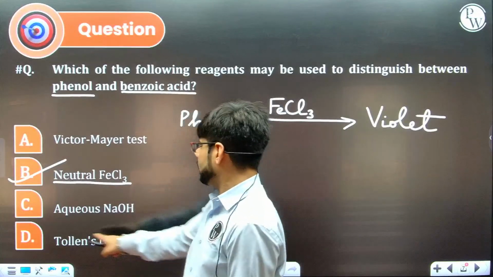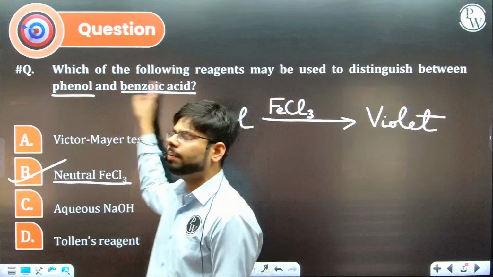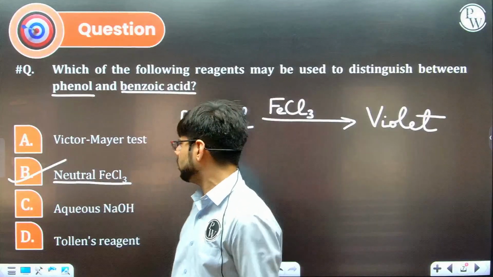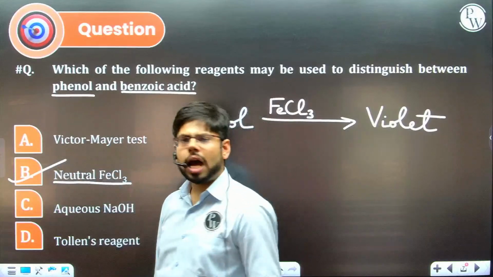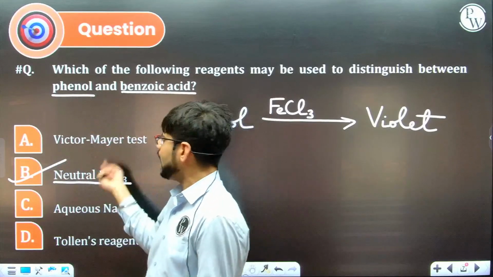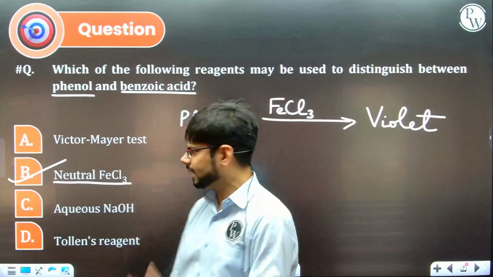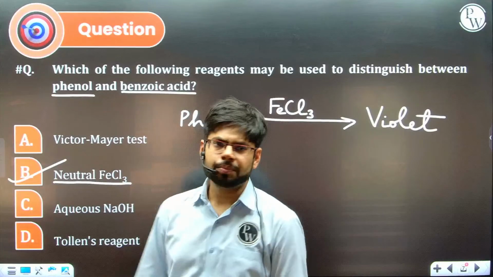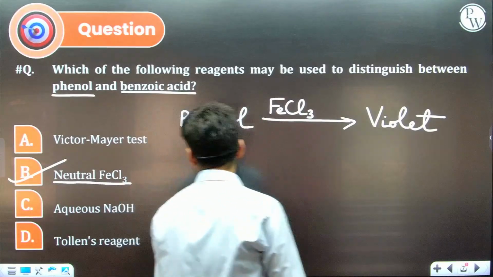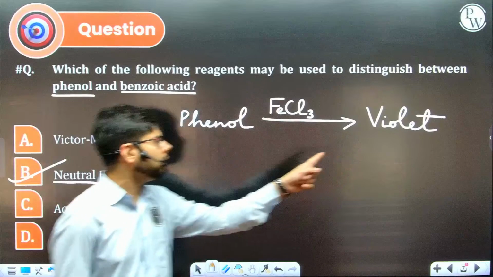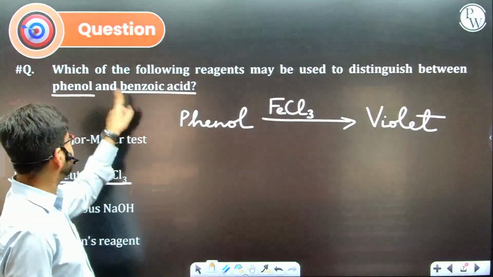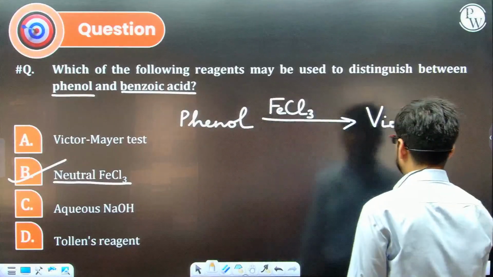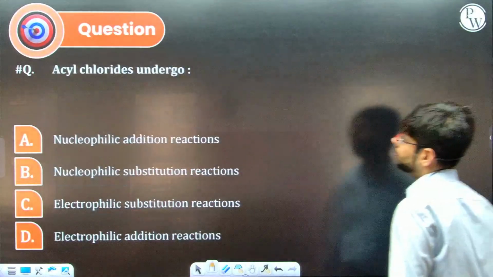Tollens reagent. This is used for aldehydes. None of them is an aldehyde, so there is no point. Both of these will not react with Tollens reagent. Victor-Mayer test is used for alcohols. Both of these will not react with Victor-Mayer's reagents. So only FeCl3 can be used to distinguish phenol from benzoic acid because this will give us violet coloration, and benzoic acid being a carboxylic acid will not undergo reaction with neutral FeCl3, so no coloration will be seen.